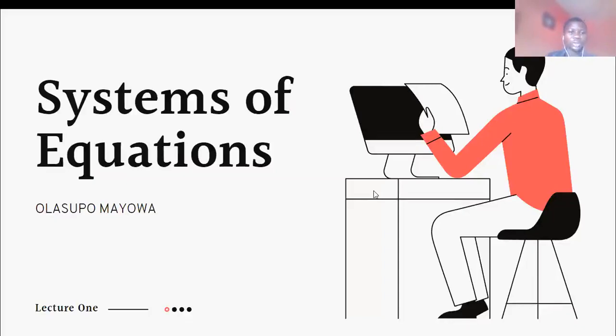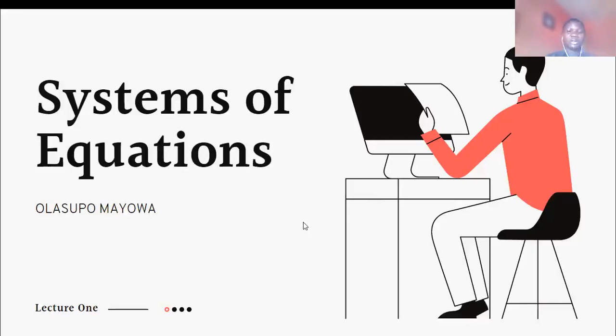I'll be taking you through a topic called systems of equations, otherwise known as simultaneous equations. That's another way of saying it. For those who are not familiar with systems of equations, another way of saying it is simultaneous equations. So I'm going to start from this perspective. This is lecture 1, and we are moving straight to lecture 2 immediately after we finish this lecture.